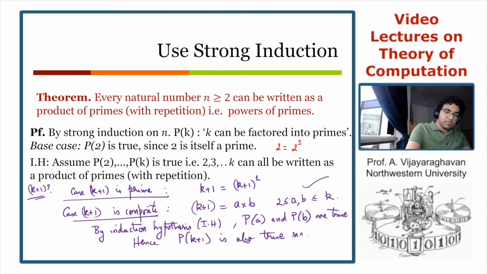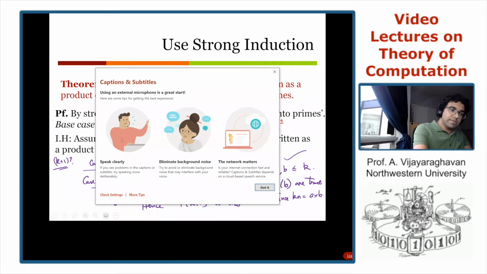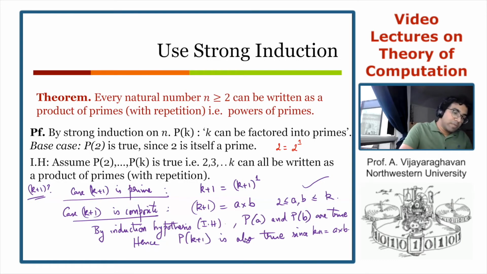Since k plus 1 is equal to a times 2. Okay, so by strong induction, P of n is true for all natural numbers. This completes it.